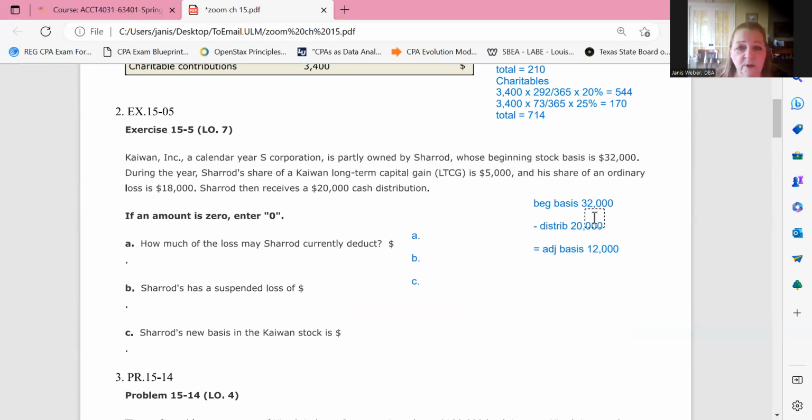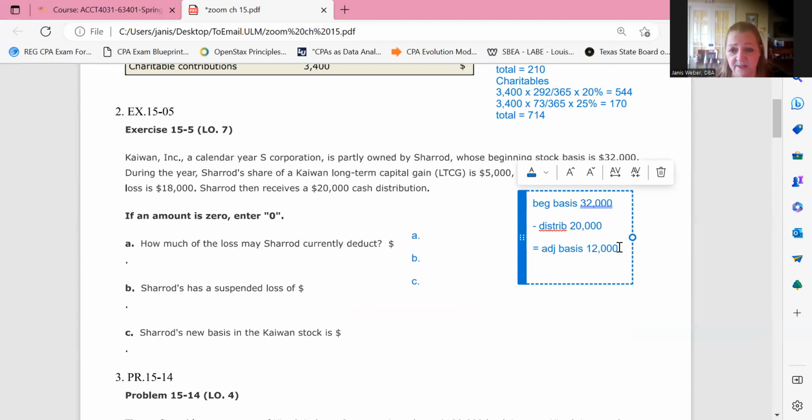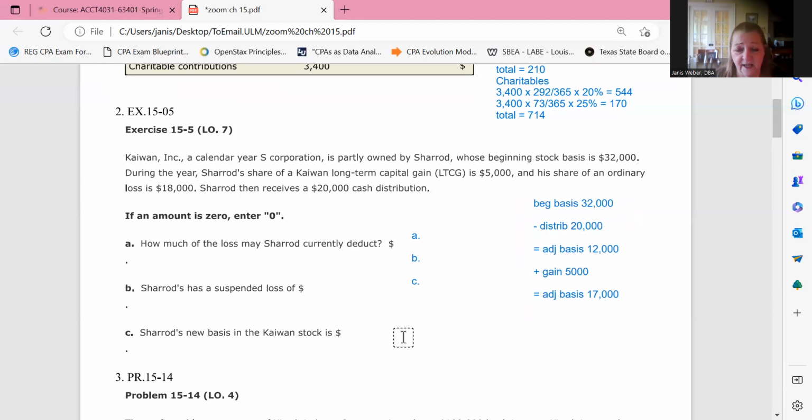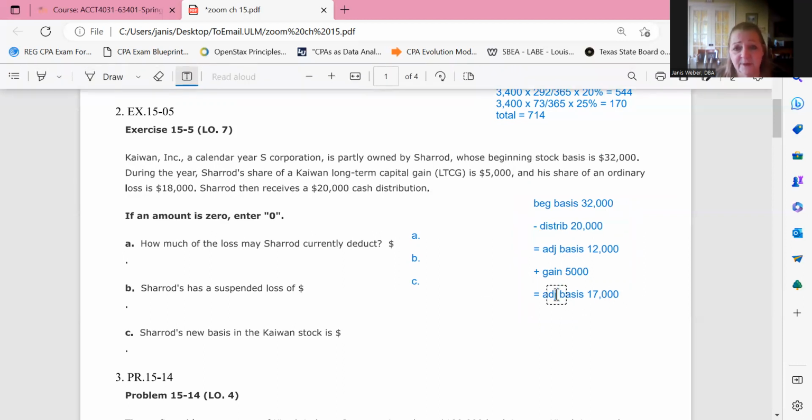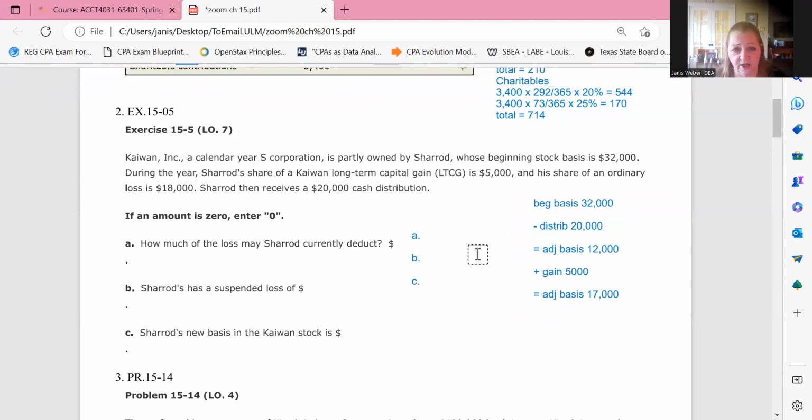And so then you look back at the problem. His beginning stock basis was $32,000. He had a long-term capital gain of $5,000. So what we're going to do is add that gain to his basis to see how much he has that he could deduct a loss with. So we add that gain in, and that brings us to an adjusted basis with the gain of $17,000 before he starts deducting his loss. The loss is $18,000, but he can't take it all because he's limited to the amount of his adjusted basis from these other things.